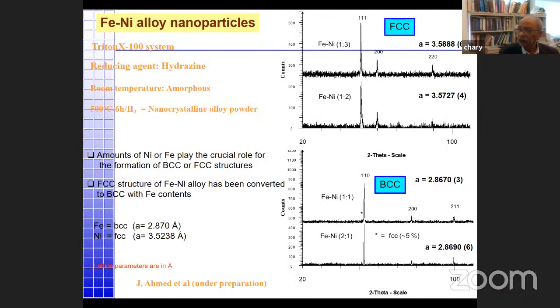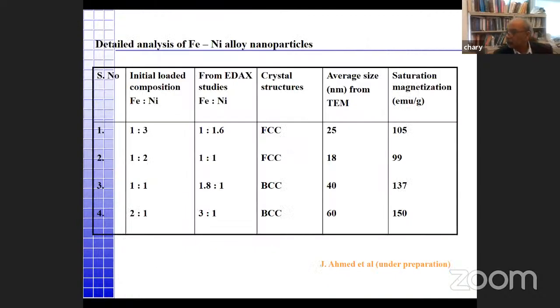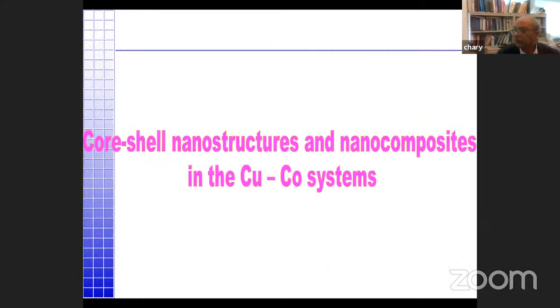Similarly, with iron to nickel ratios, we were able to make different types of particles. Most of these particles are prepared by what we call the reverse micelle technique. That's not a very efficient technique, but it gives you more uniform sized particles. So that is why we did this. And again, we can see iron nickel giving FCC and BCC structures. These are all different compositions, average particle sizes, and saturation magnetization. This is very important for technology. They want to know what is the maximum saturation magnetization the material has.